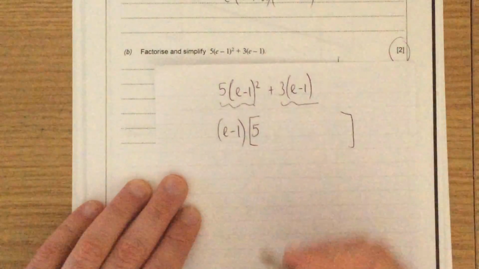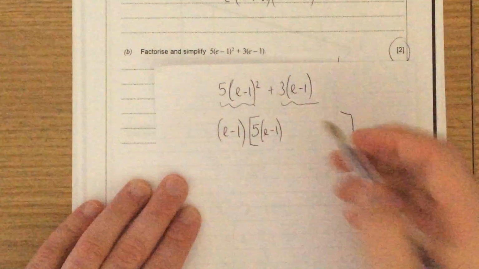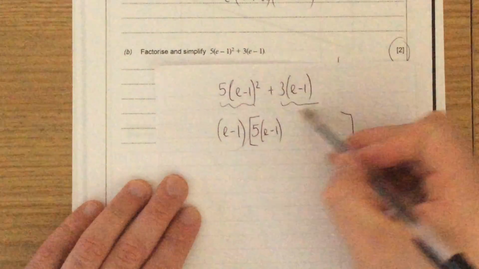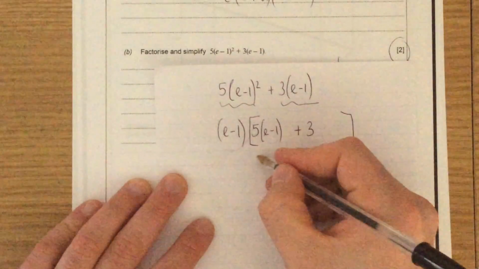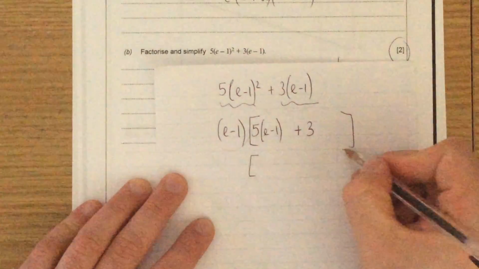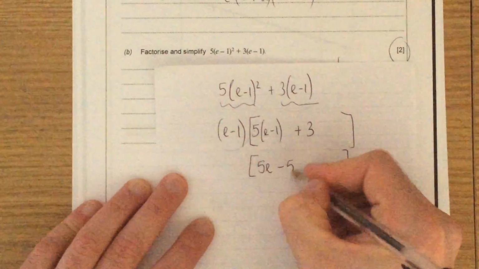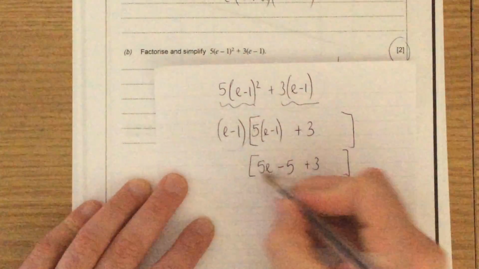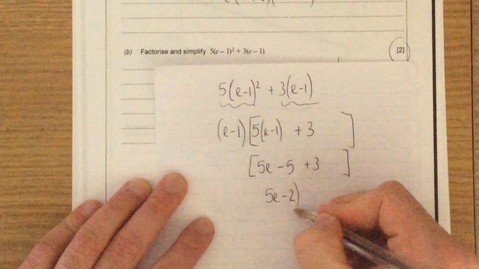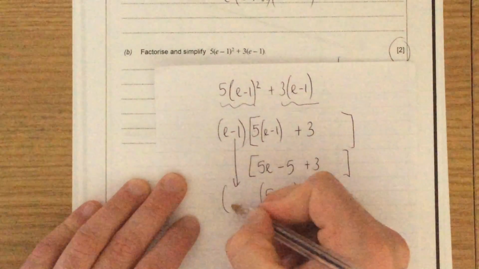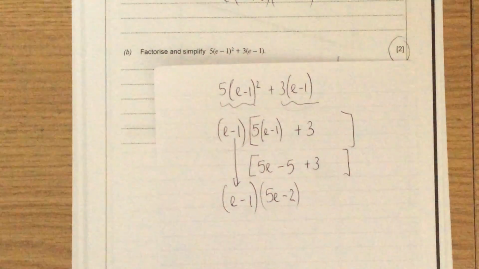Well, I'm going to have to times by 5, and I'm also going to have to times by the other e minus 1 bracket. And then what am I going to times e minus 1 by to get 3 lots of e minus 1? Just by 3. And then this square bracket I can tidy up inside here. 5 times e is 5e. 5 times minus 1 is minus 5, and plus 3 on the end. And I can carry on tidying this up, which gives me 5e minus 2, and don't forget the e minus 1 bracket that was there all along, and that gives us the same answer but obviously gets to 2 marks considerably quicker.